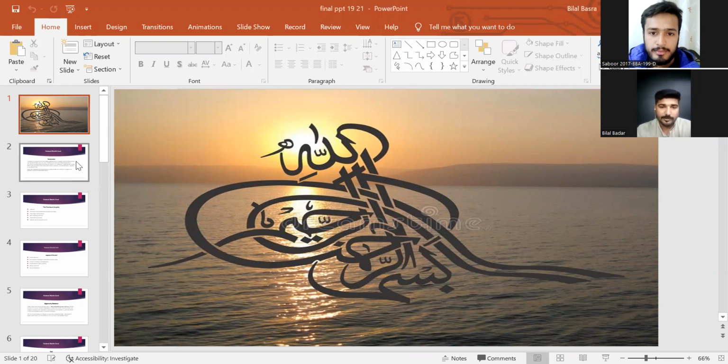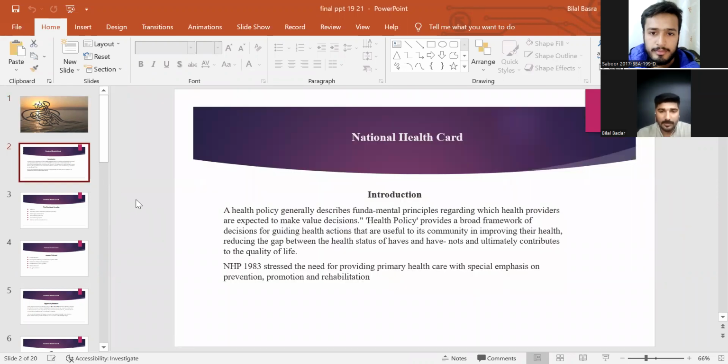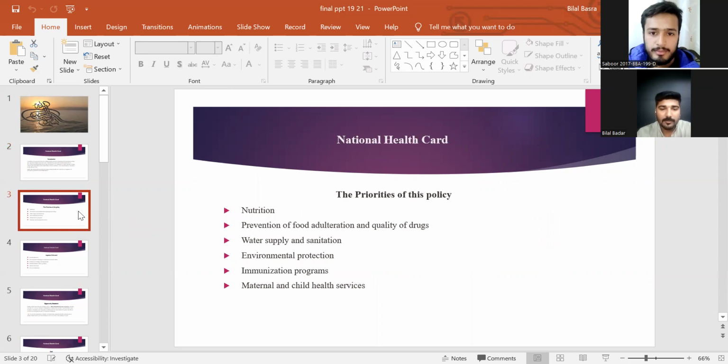First, we are going to introduce what the National Health Card is and why it's essential for the nation and society's welfare. First, we are going to introduce health policy, which generally describes the fundamental principles regarding which health providers are expected to make valuable decisions. Health policy provides a framework for guiding health actions that are useful to its community in improving their health, reducing the gap between the health status of the haves and have-nots, and ultimately contributing to the quality of life. NHP 1983 stressed the need for providing primary health care with special emphasis on prevention, promotion, and rehabilitation.